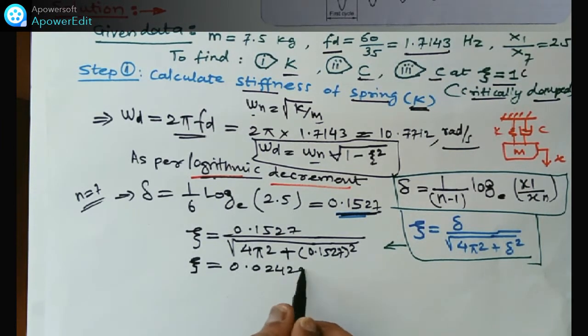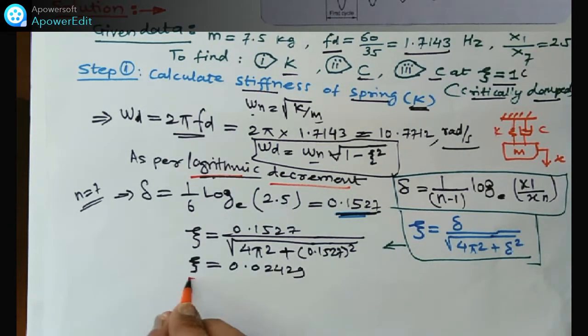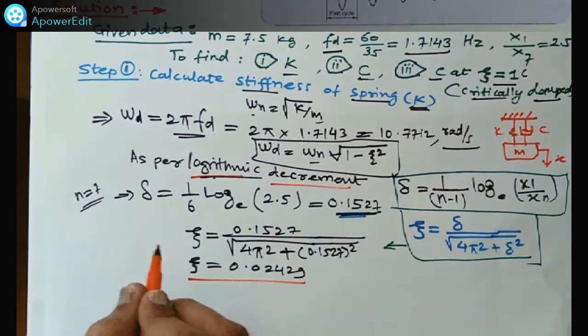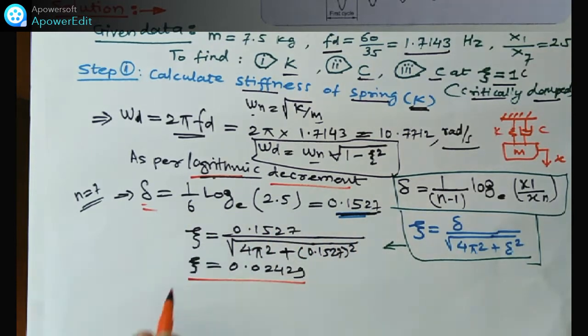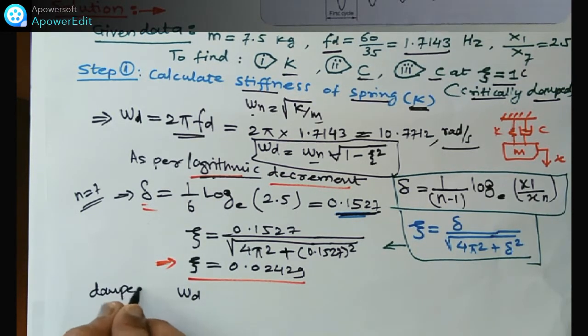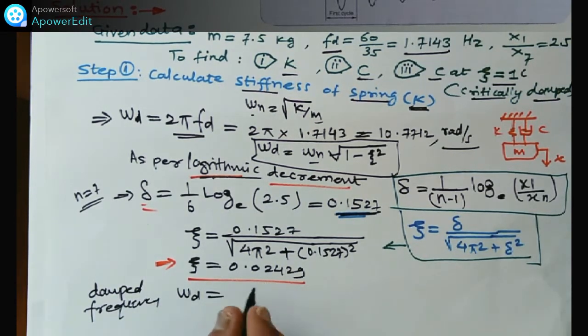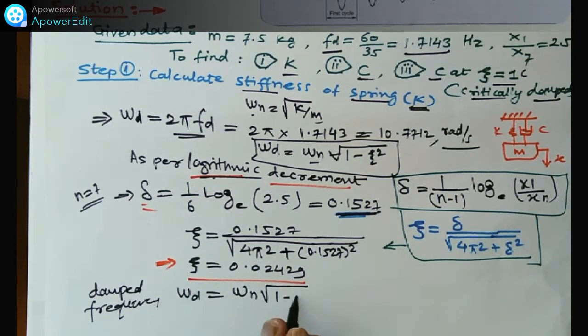Okay, the del value we already calculated, and zeta is given. We can calculate omega n by using this zeta. How? See, the damped frequency and omega n relation is there, that I will write here: omega d equals omega n into under root of 1 minus zeta square. So we know the value of zeta, and we can calculate omega n.